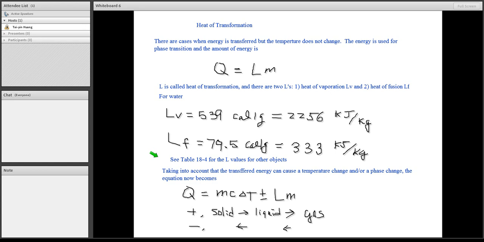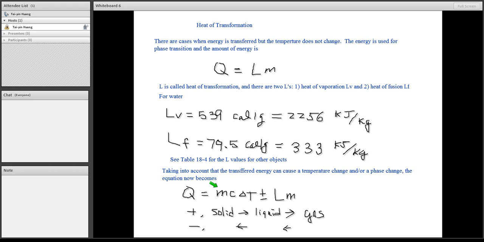Okay, the previous slide dealt with when there's a temperature change, there's a heat flow. And this slide deals with when there's a phase change, there's a heat flow. Combining these two effects together, this is the equation you want to use. In other words, the net heat transfer has two terms. One deals with the change in temperature, one deals with the phase transition. So it is mc delta T plus or minus Lm.